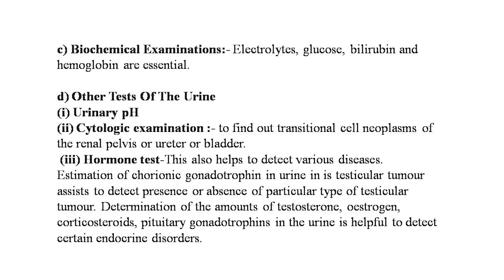Now the hormone test also helps to detect various diseases. Estimation of chorionic gonadotropin in urine in testicular tumor assists to detect the presence or absence of a particular type of testicular tumor. Determination of the amounts of testosterone, estrogen, corticosteroids and pituitary gonadotropins in the urine is helpful to detect certain endocrine disorders.